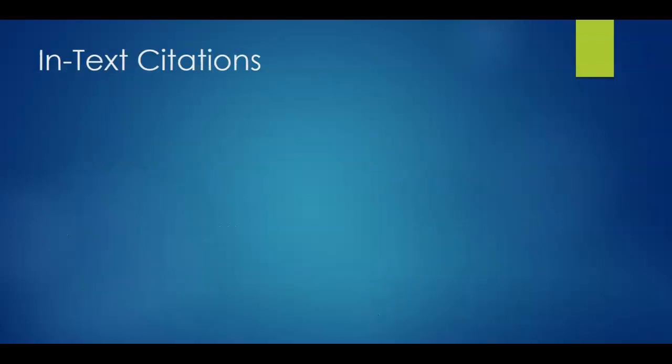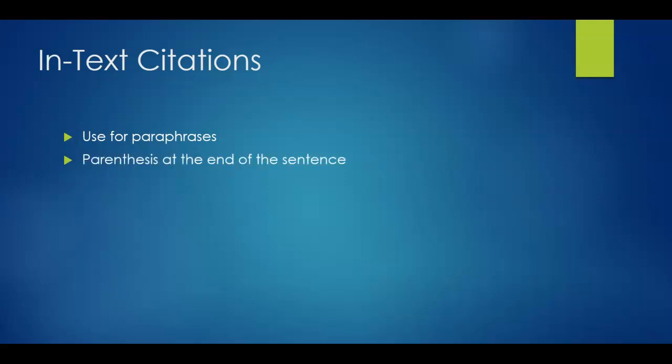The second way to reference a source in your paper is to use what's called an in-text citation. You may also have heard these called inline references or parenthetical citations because they're in parentheses. So we do use them often for paraphrases. You can also use a signal phrase. It's up to you, but if you just want a quick little reference to a source because maybe you used some statistics or something in that sentence, then using parentheses at the end of the sentence is a really easy way to add in a reference.